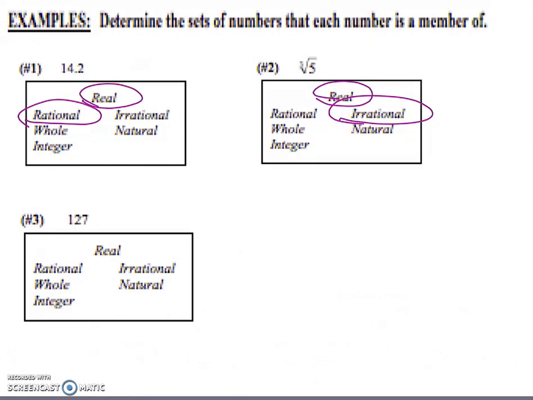Last one, 127, definitely real. It can be written as a fraction, so it is a rational number. It is not currently a fraction or a decimal, so it belongs to the natural because it's a counting number. It belongs to the whole, and it belongs to the integer number set. So the only one that 127 doesn't belong to is irrational numbers.